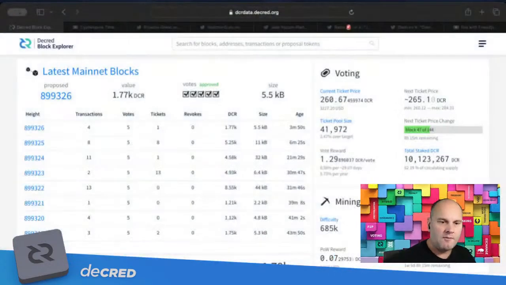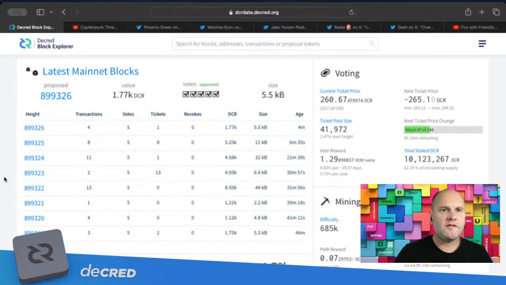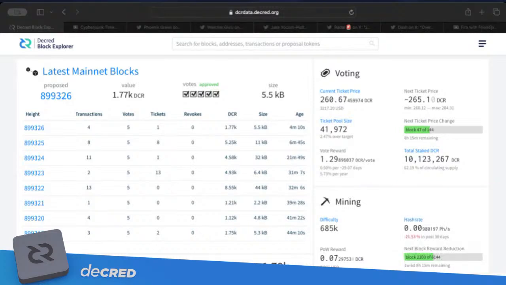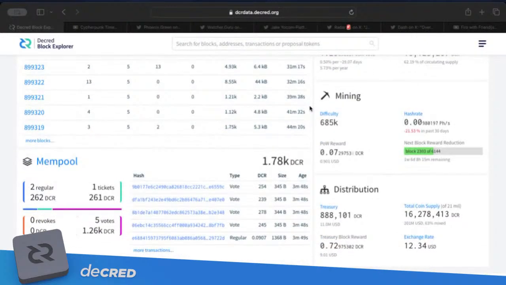So let me bring up DCR data. As of last week, I said we were at, I think it was $8 or $9. Let me get rid of my picture for a second so you can see all the data. There we go. So as we were saying last week, the price of Decred was at around $8 to $9.